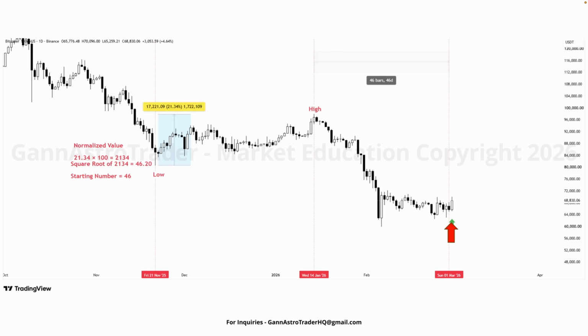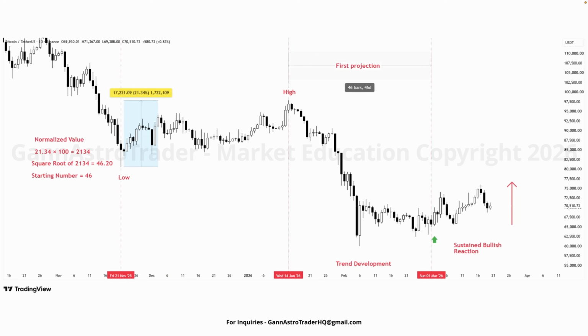At this stage, we are not expecting the exact low to occur precisely on the projection. Instead, we are interested in whether the market begins responding around this mathematical timing window. As Bitcoin reaches the projected date of Sunday, the 1st of March, 2026, something interesting begins to happen. Selling pressure slows. The market stops making aggressive declines. Buyers begin stepping into the market. This is the first indication that the projected timing window may be producing a measurable market response.